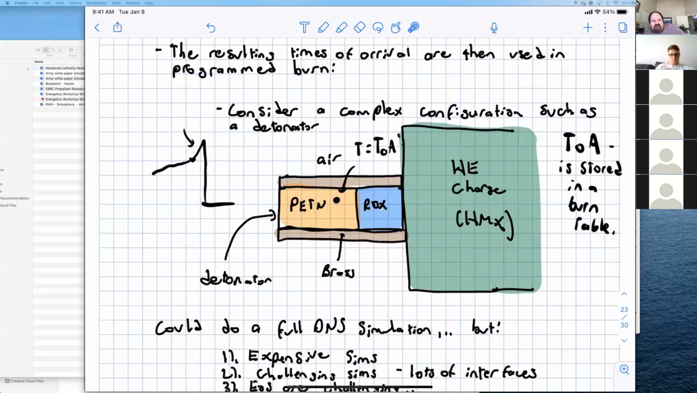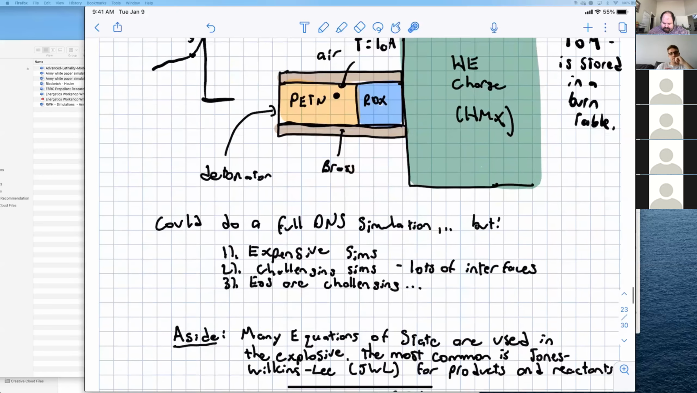It's used in a lot of codes: CTH, AL3D, and others. Those codes are huge. They're called hydro codes, and they do these types of things. I think a code called Shamrock has the same thing too. Are there any questions with that?